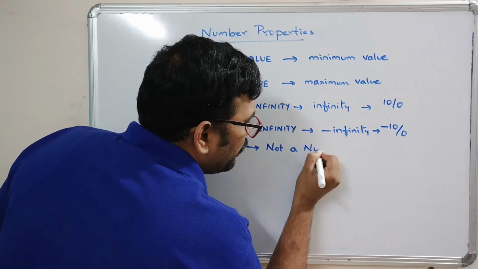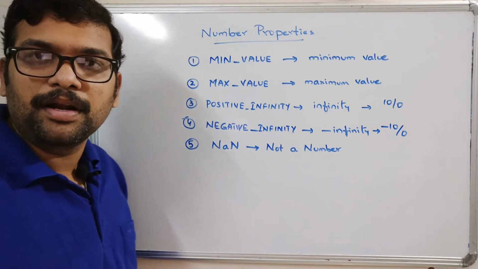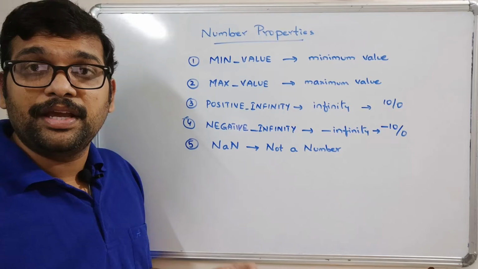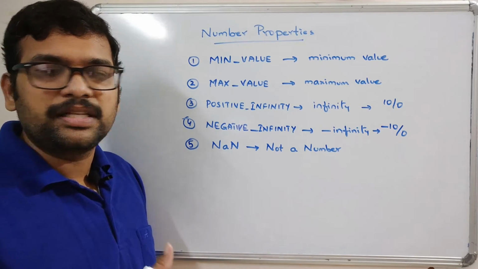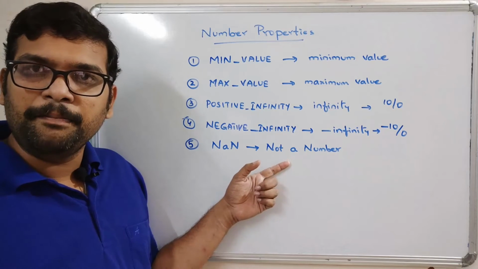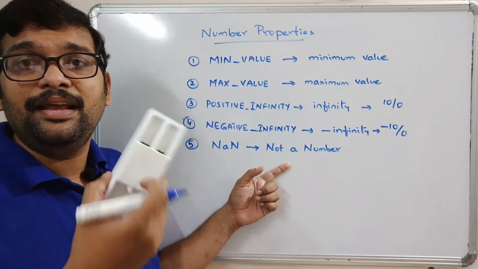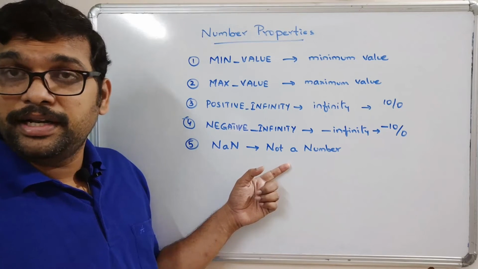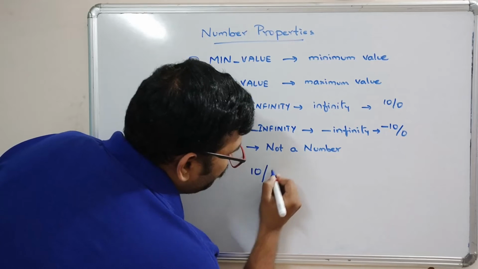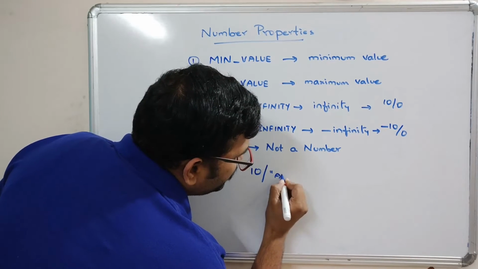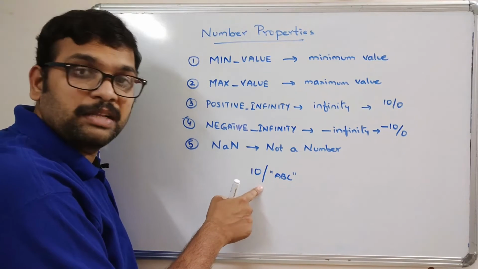Not a number. So I think in the previous session we have gone through this NaN, not a number. If any expression has a non-numeric string and it is applied to arithmetic operations, then we'll get this not a number. That means the string should not contain any digits. For example, 10 divided by ABC. So this is a non-numeric string, but applying some arithmetic operation.